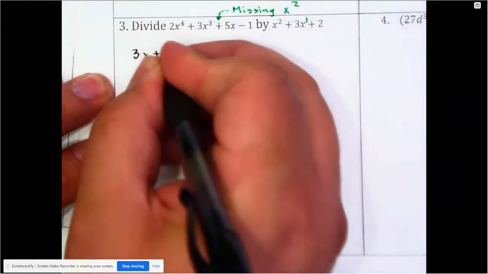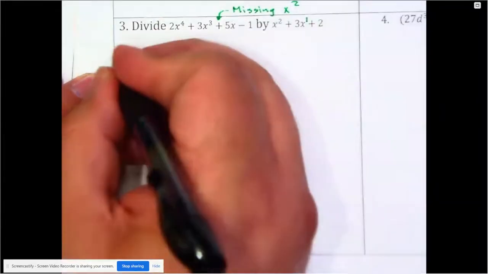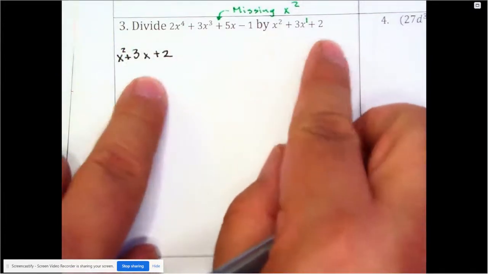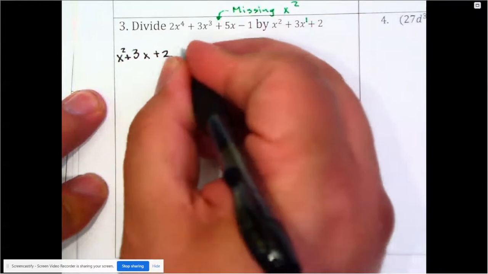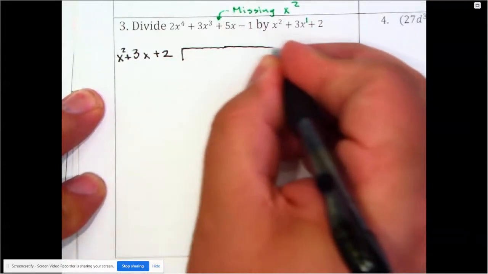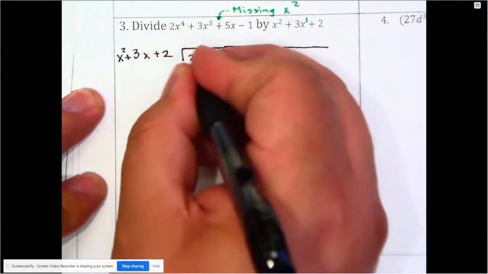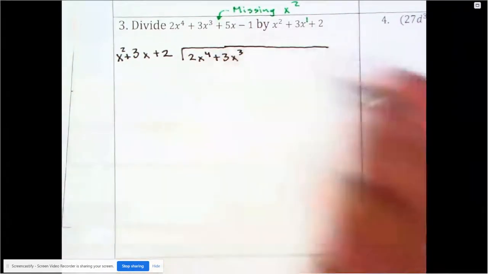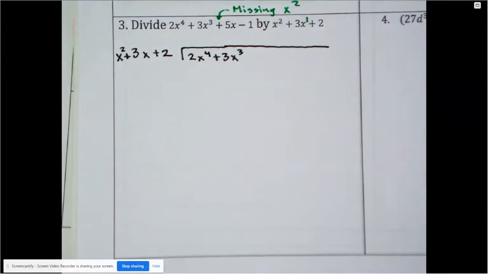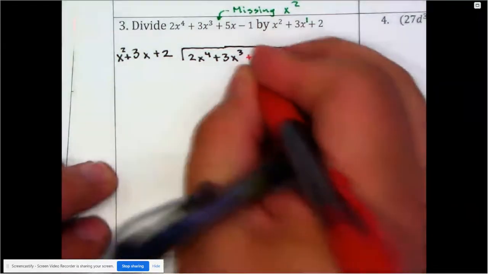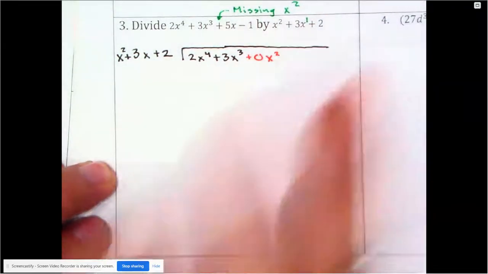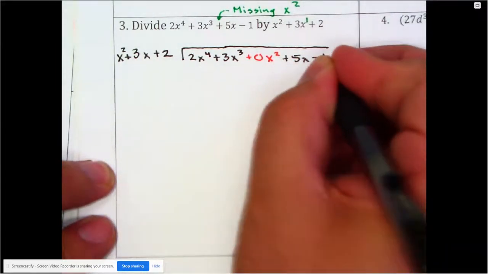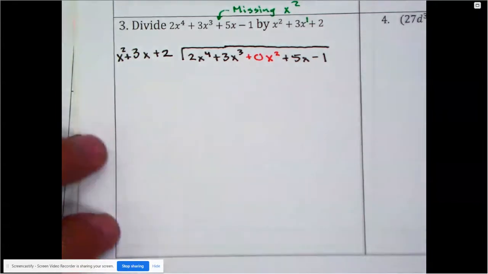3x plus 2. Sorry, I forgot the x squared completely. There we go. So x squared plus 3x plus 2. Here comes our little dividing box. And then here comes the 2x to the 4th, the 3x to the 3rd. But like we said, we were missing a value. So I'm going to bring in a 0 x squared. That's just kind of holding a spot. Plus 5x minus 1. All right, we're ready to go.